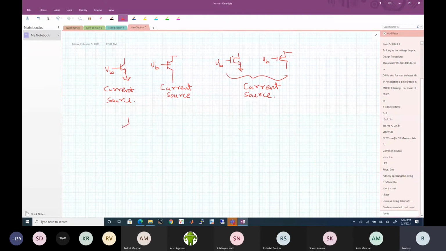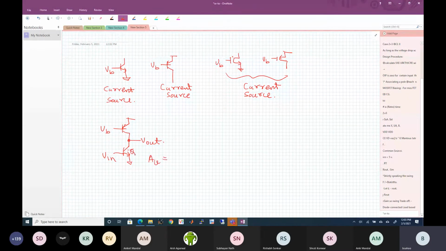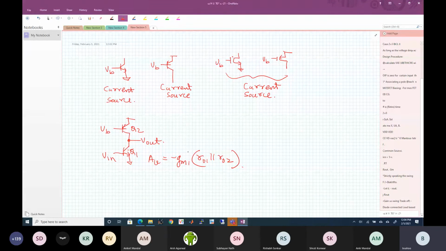So these two are also current sources. If one of you says that, you know what, I'll put a bias voltage here and I will do this. What do we get here? We see that the gain here, if I have Q1 and Q2, is equal to minus GM1 times RO1 parallel RO2. Maximum gain possible.